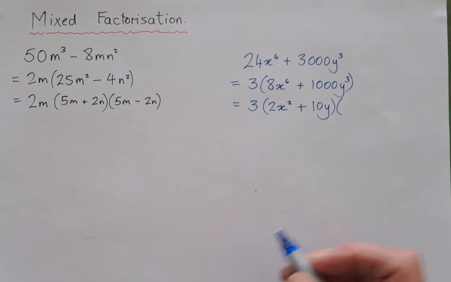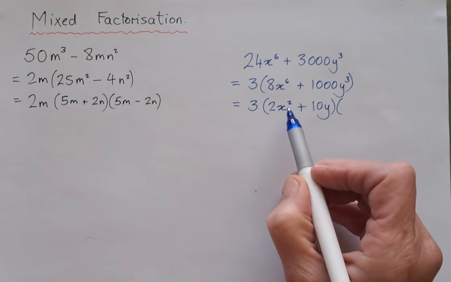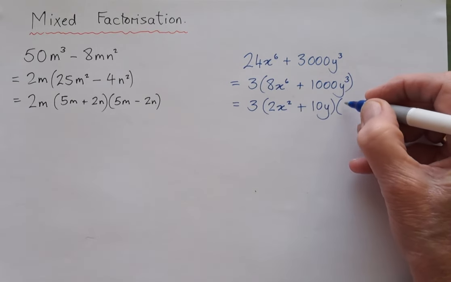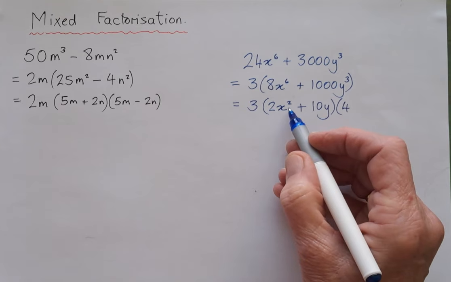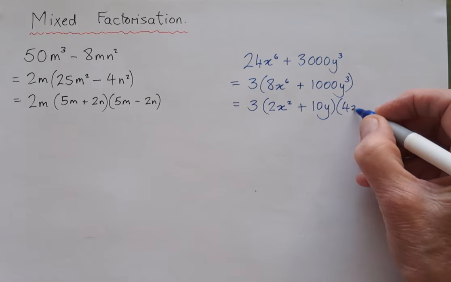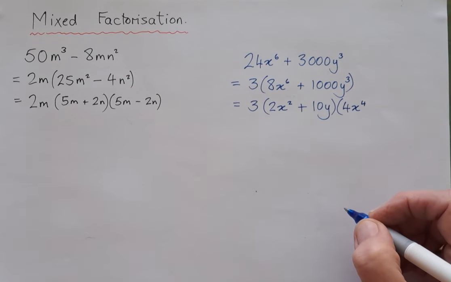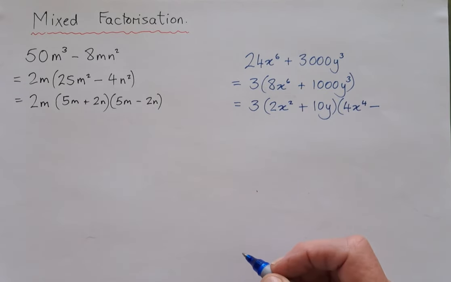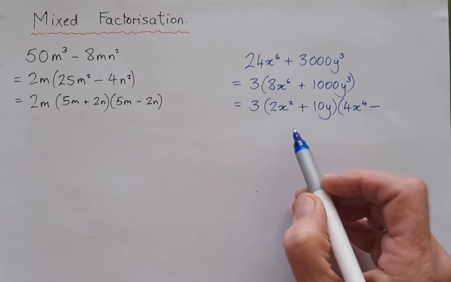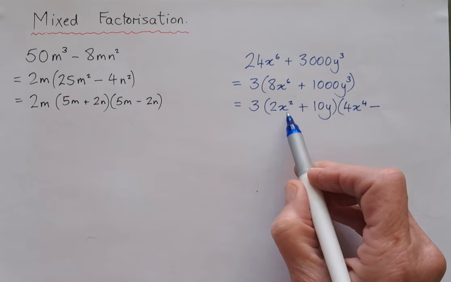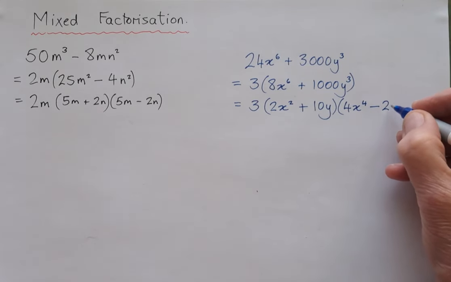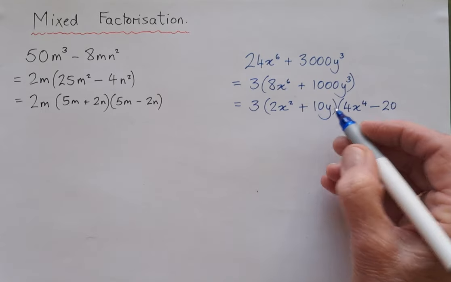I still need to find my trinomial bracket. So there I'm going to take my first term and square it. 2 squared is 4. X squared squared is x to the power of 4. Whatever that sign was, I'm going to have the opposite sign for my middle term. And to find the middle term, I'm going to multiply this term by that term. So 2 times 10 is 20, x squared y.